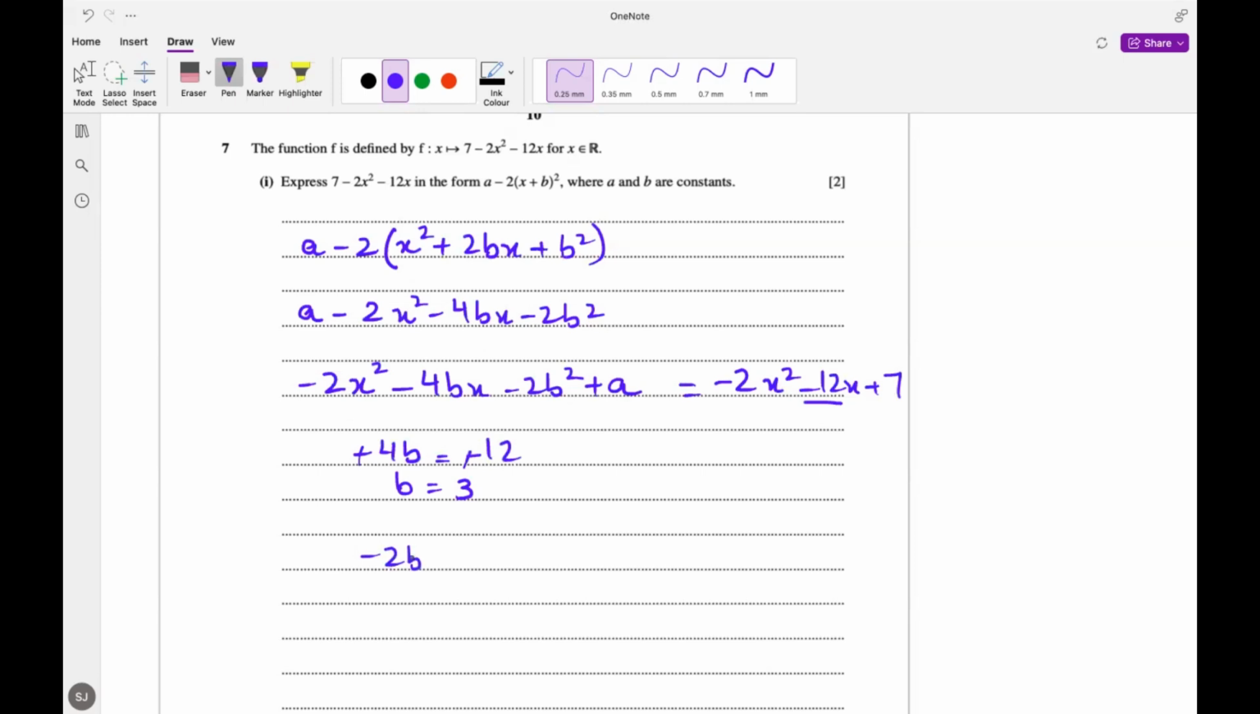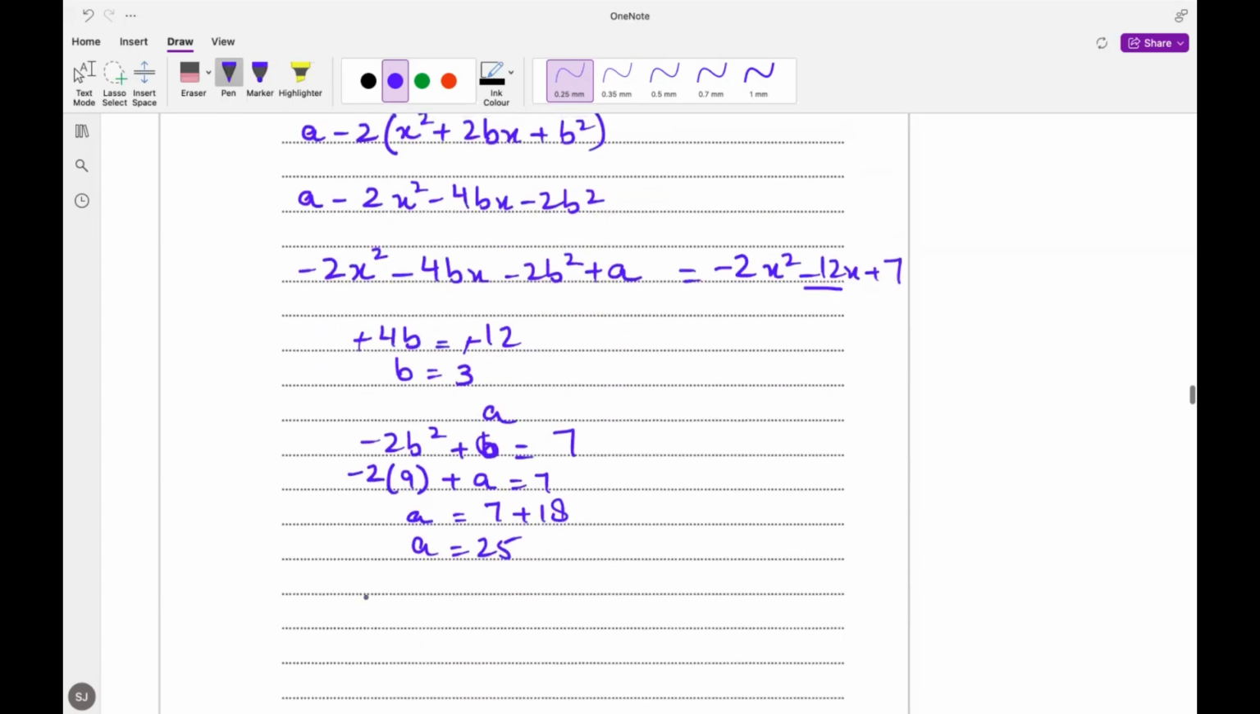Minus 2b squared plus a will be equal to 7. As the value of b is 3, this will be minus 2 times 3 squared, which will become minus 18, plus a is equal to 7. So the value of a will be 7 plus 18, which is equal to 25. So we can write the expression as 25 minus 2 times x plus 3 whole squared.